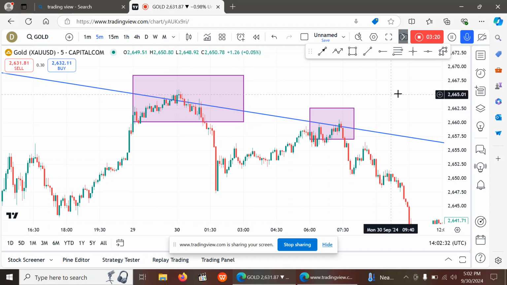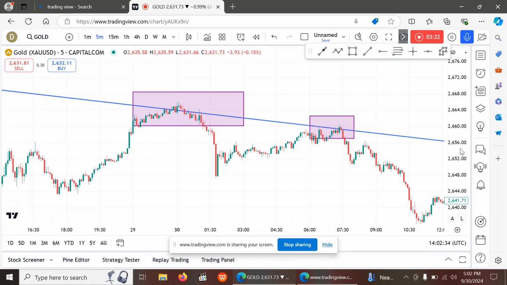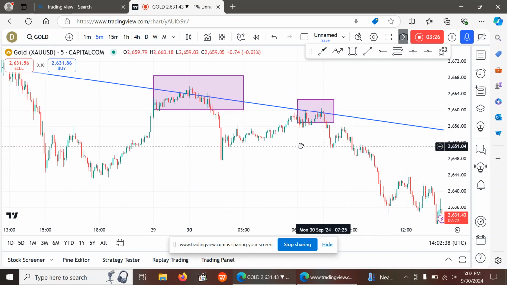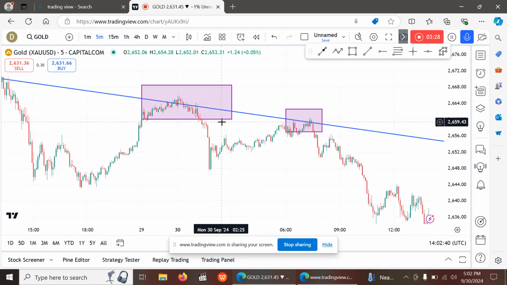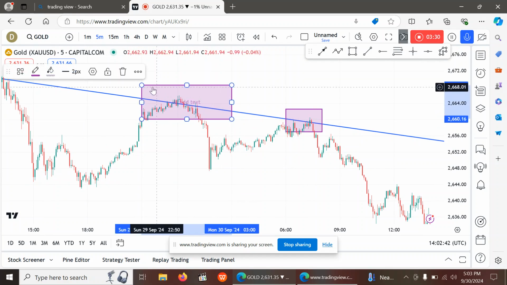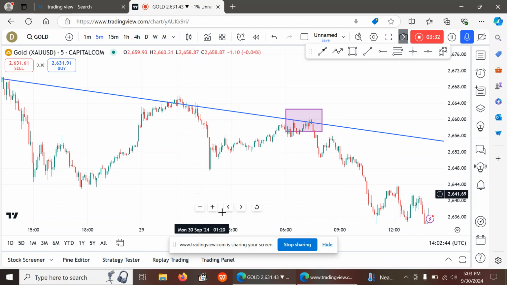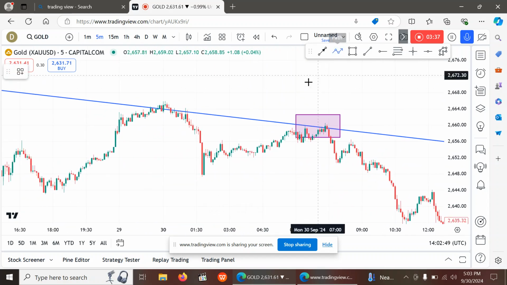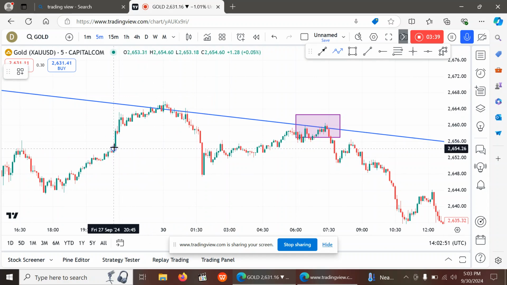But the way I would approach it is I would wait for structure shift. I would wait for the structure to shift after price taps on that point. Let's say now this is what we have. This is a high. Then we can see some bend here, some pivot.